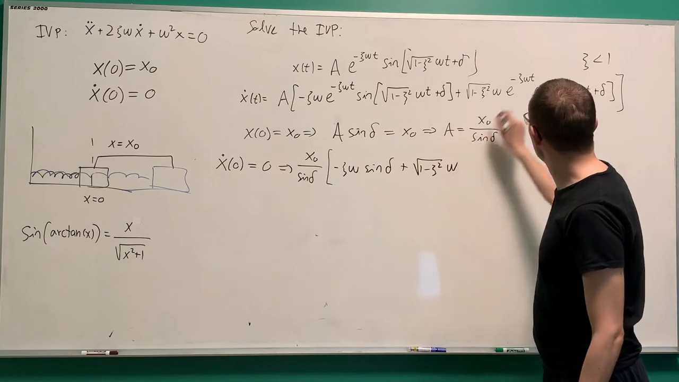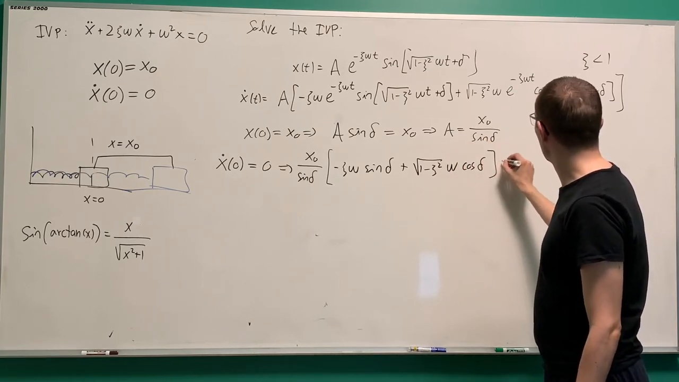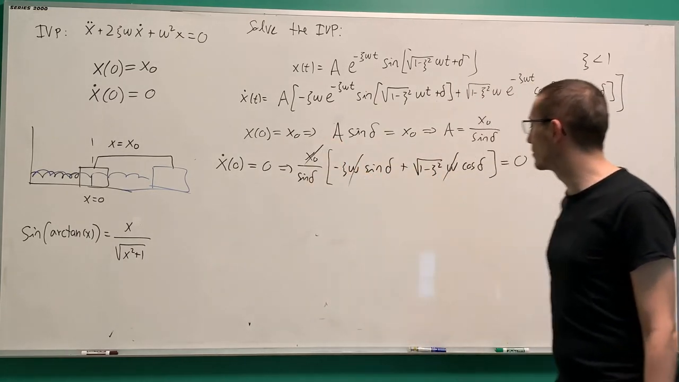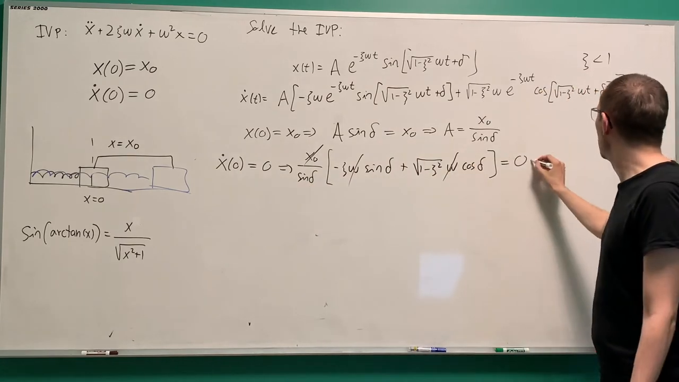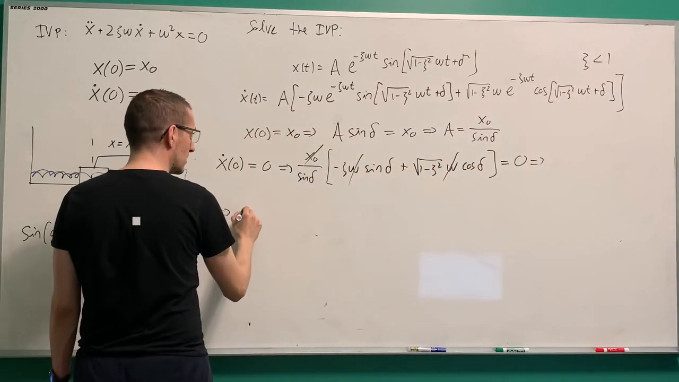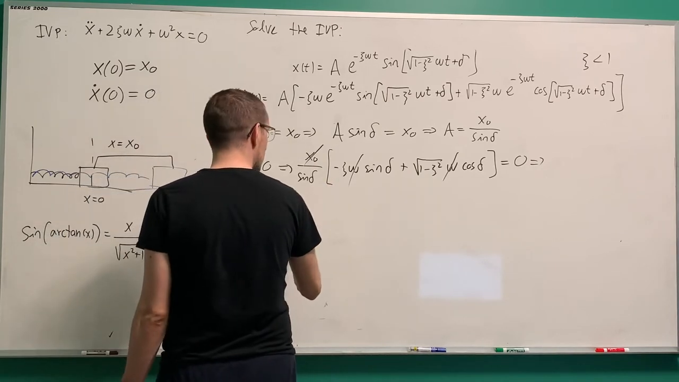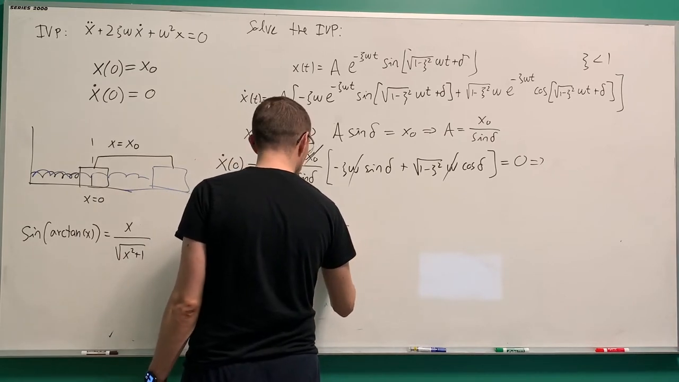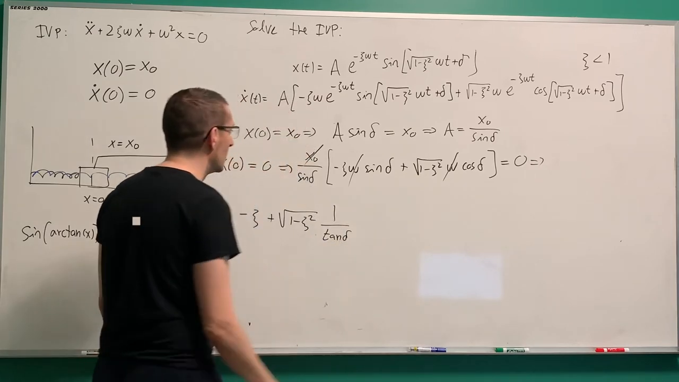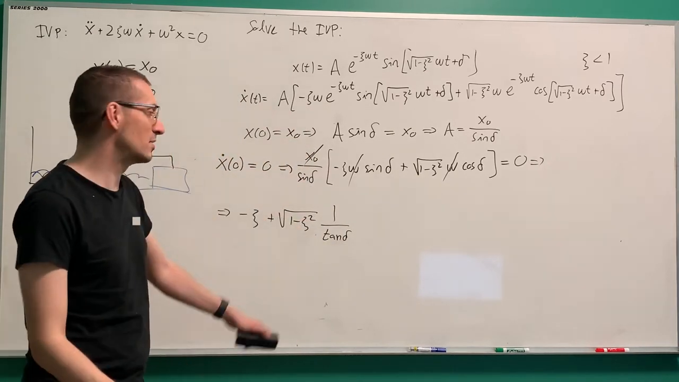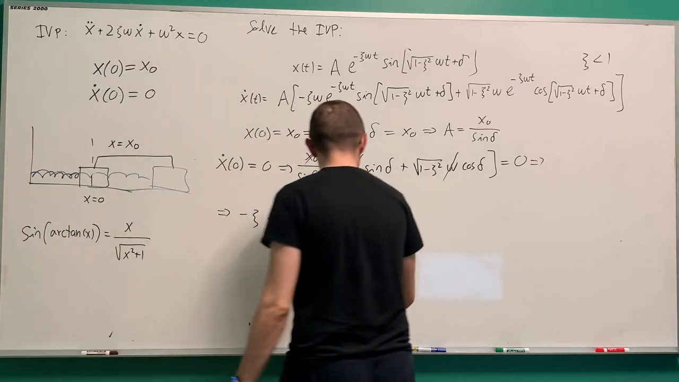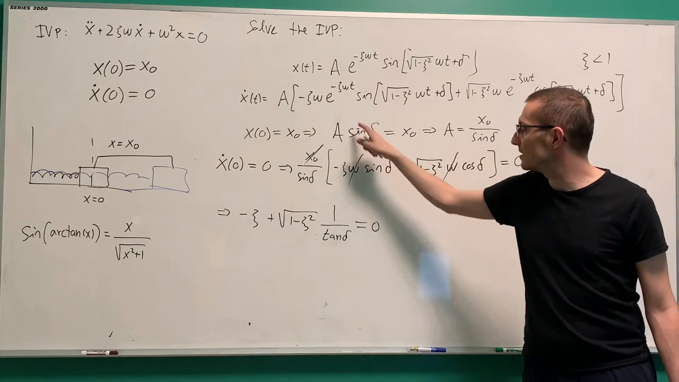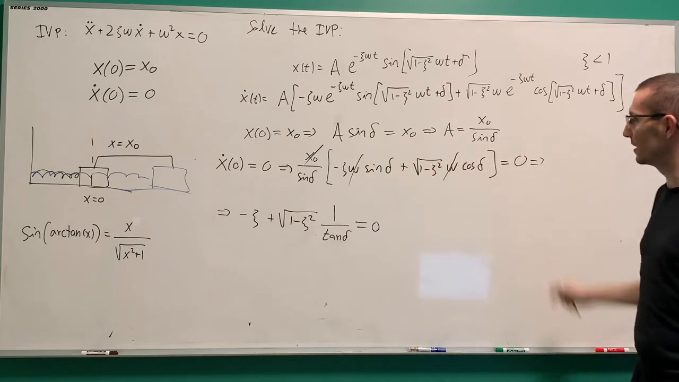Xi squared omega, this is a 1, and this is the cosine of delta, equals 0. Notice that we can divide by omega on both sides, we can divide by x0 on both sides, we can put the sine in and simplify. If we do that, we get minus xi plus root of 1 minus xi squared times 1 over the tangent of delta. This is the cosine over the sine, 1 over the tangent, the cotangent, but I like to write 1 over the tangent. And that's equal to 0. All that I did is divide both terms by the sine and simplify the omega and the x0, dividing by omega and x0 on the left and on the right.